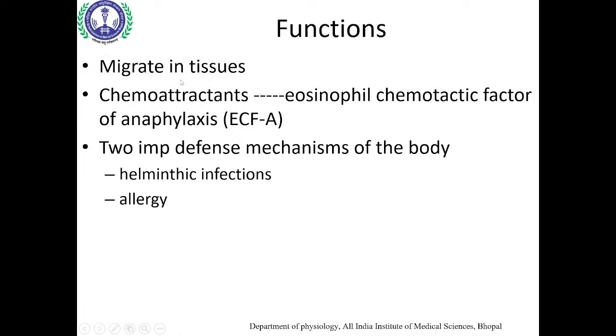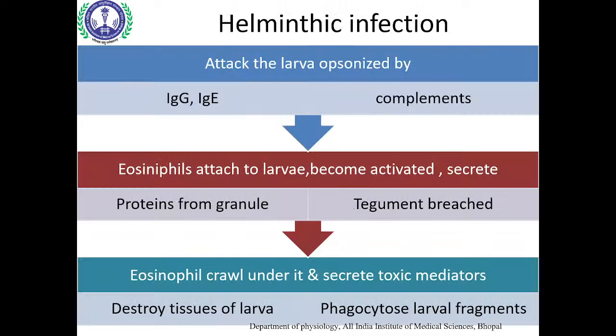Then again, they will be migrating to the tissues, which we have already discussed for the neutrophils. Then the chemoattractants for eosinophils are specifically known as eosinophilic chemotactic factors. ठीक? And two important defense mechanisms are against the helminthic infections and allergic reactions. These two are important. ठीक है? क्योंकि हेलमिंथिक इन्फेक्शन के लार्वल स्टेज के अगेंस्ट भी उनके पास डिफेंस मैकेनिज्म है, एंड अडल्ट के लिए भी है, राइट? एंड फॉर एलर्जी एज वेल, राइट?